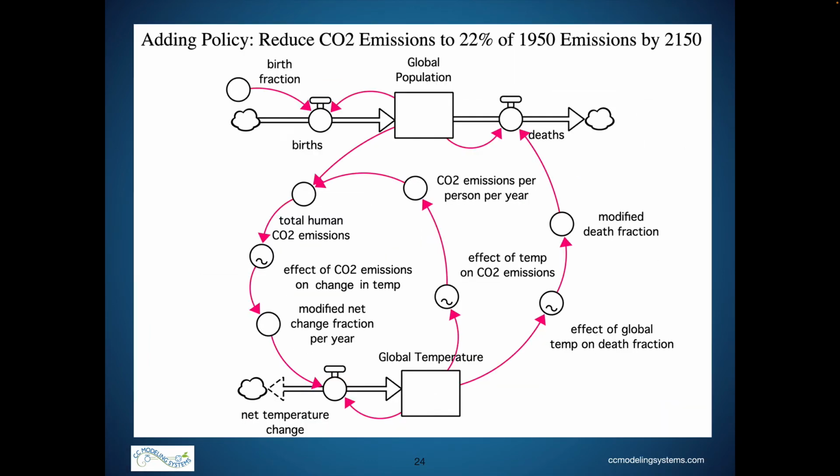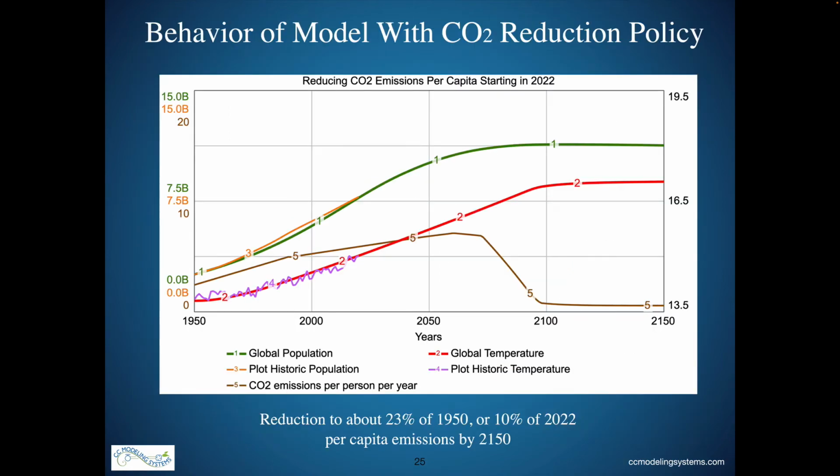I wanted to see what behavior might be produced by the model if a policy to restrict CO2 emissions was implemented. This graph shows that if CO2 emissions were reduced by 10% of 2022 emissions by about 2100, global temperature would stabilize at around 17 degrees Celsius, which is 62.2 degrees Fahrenheit, around 2150. The global population stabilizes at around 11.2 billion people in 2150.